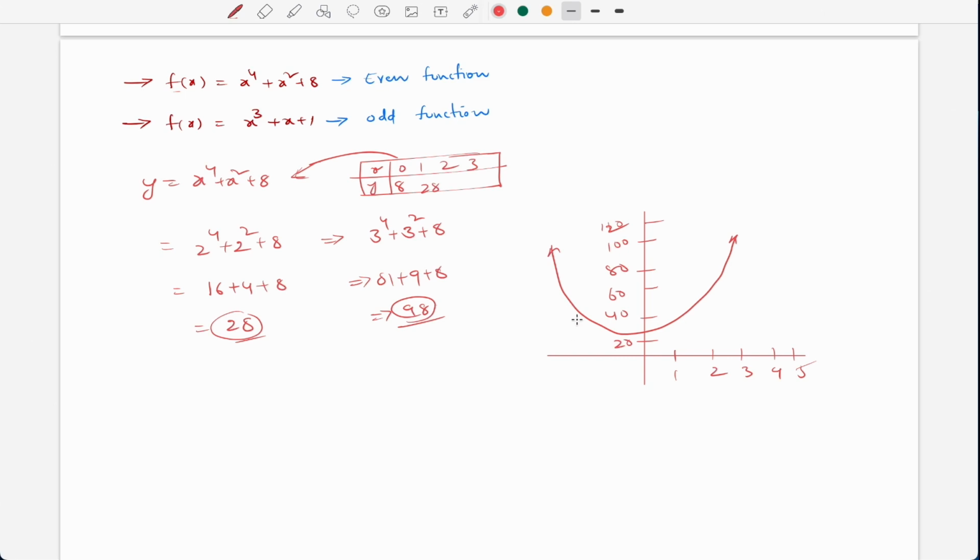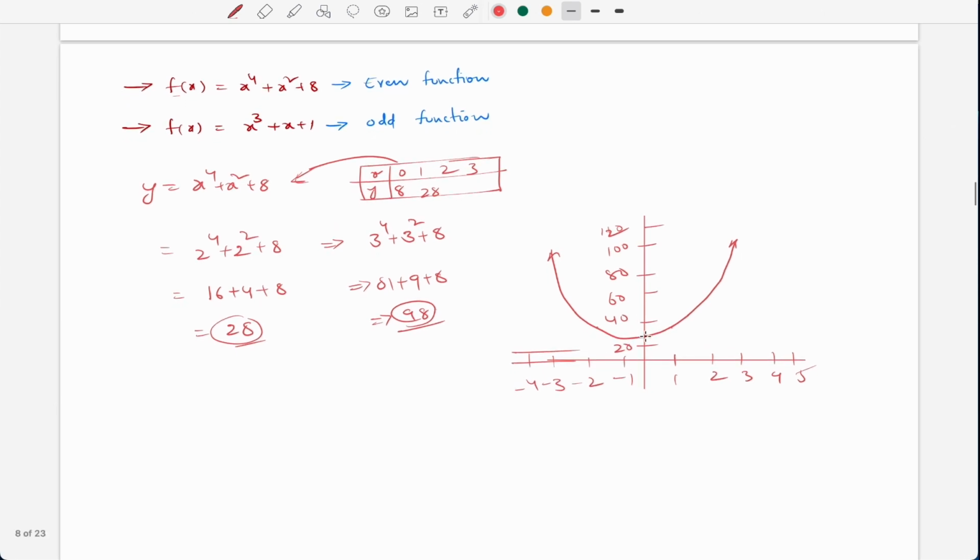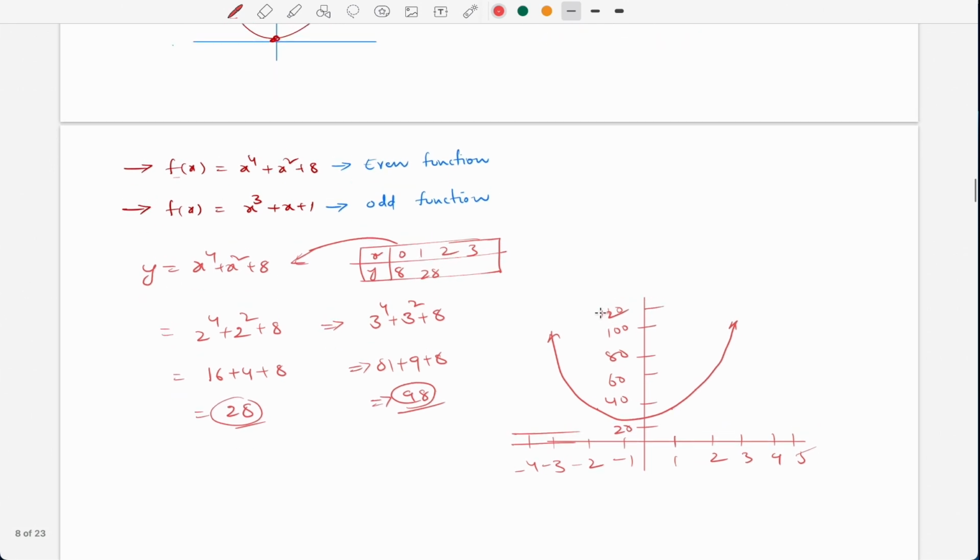I haven't taken the negative values, but if I take them, then what is here will also appear over here, right? They are symmetric. So if I take the negative values, then I am going to get a shape like this. I hope you're getting it. So this is a simple example of how we plot a parabola on a graph.